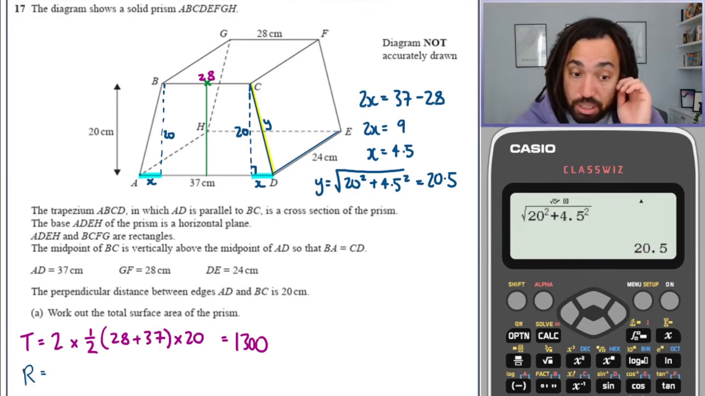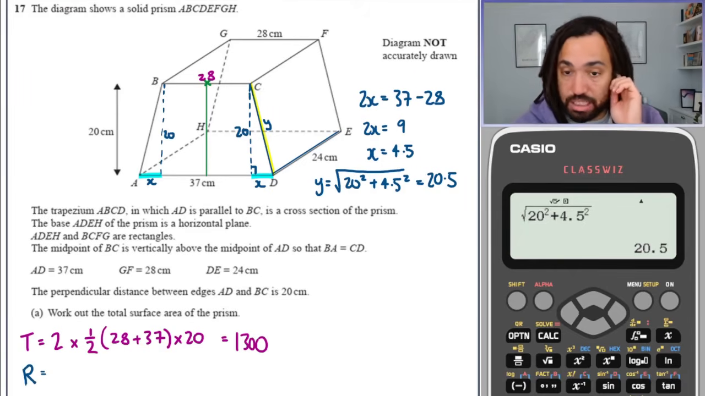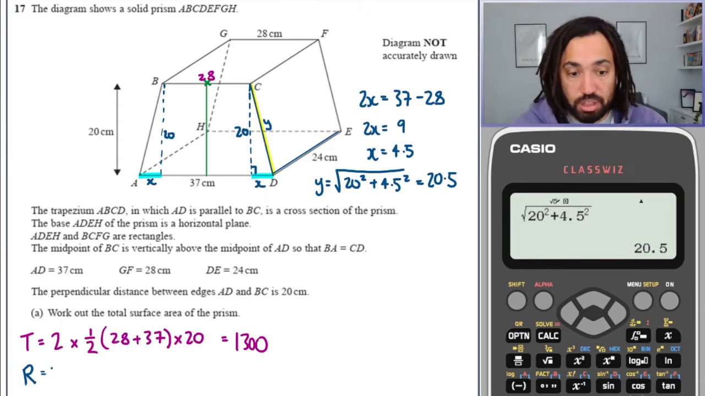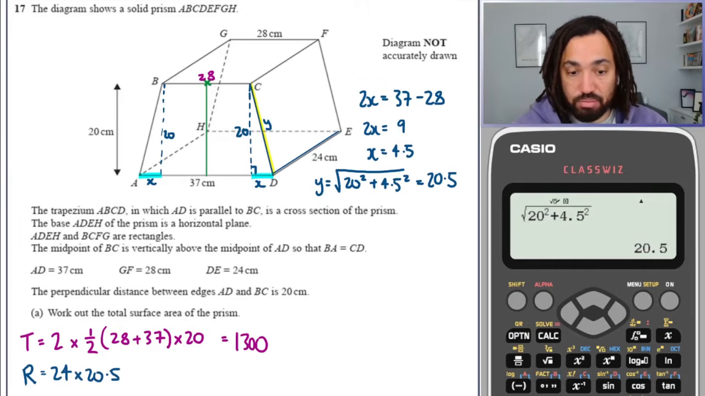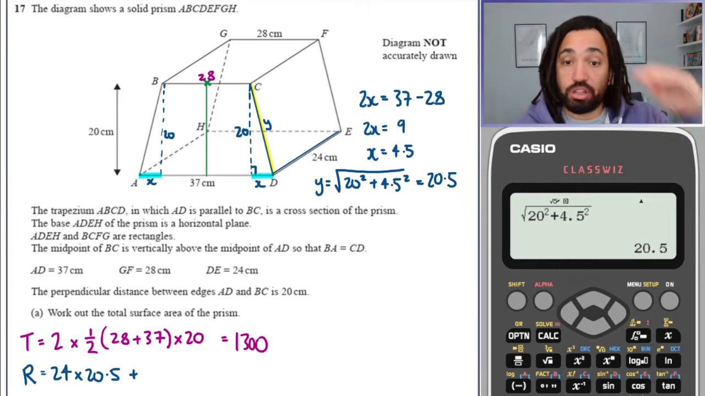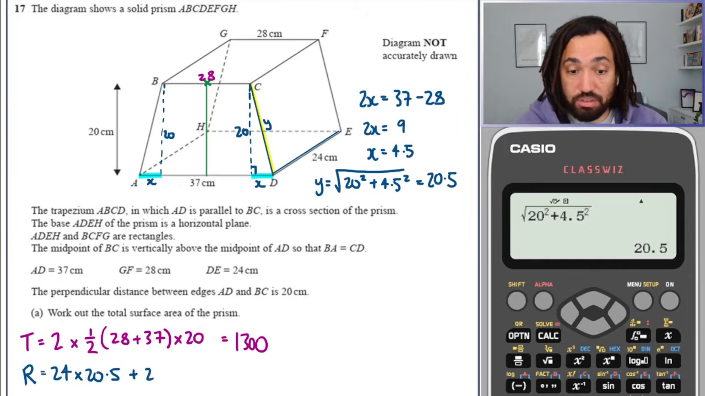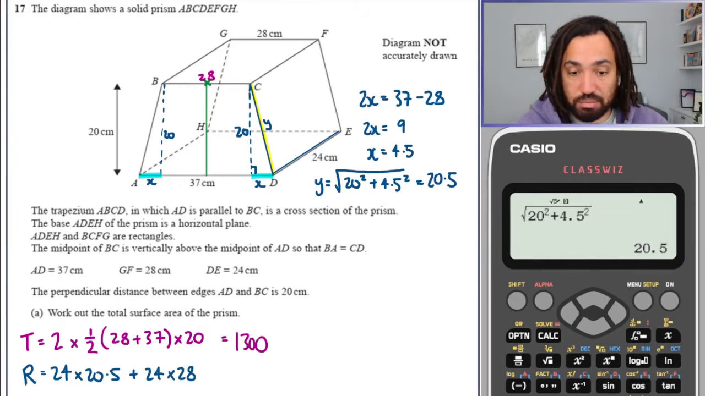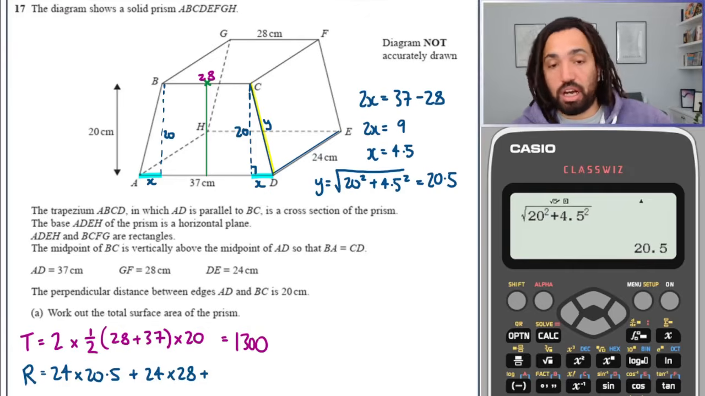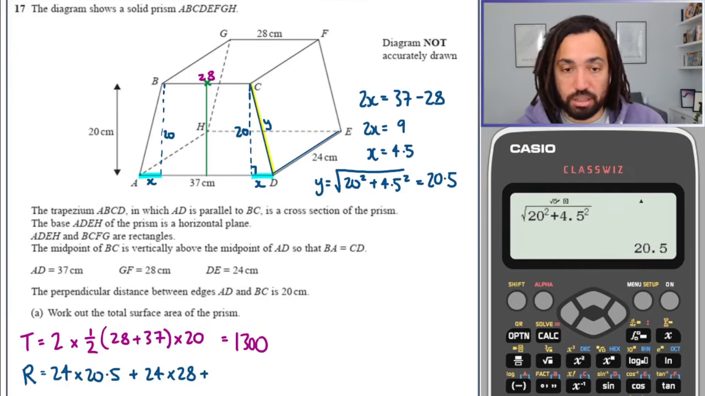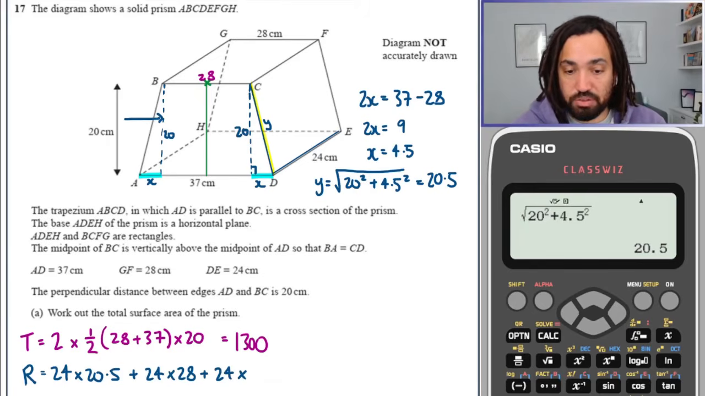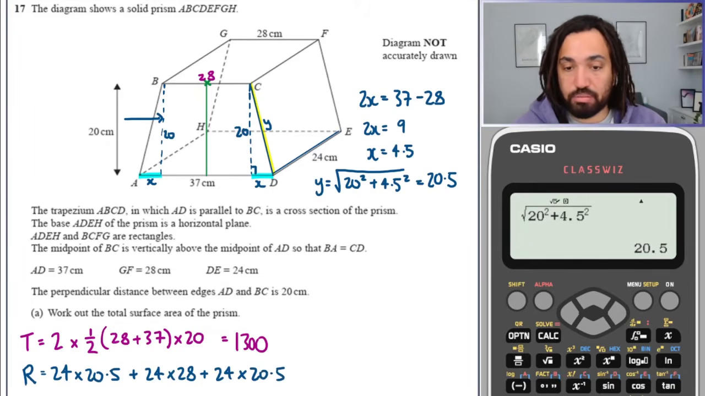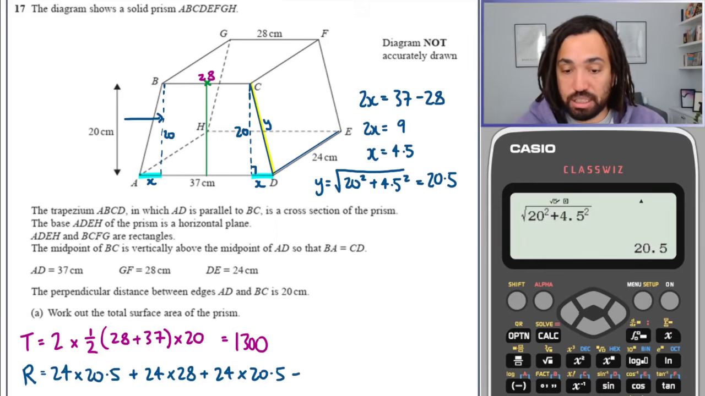Okay, so now we can start working out the areas of the rectangles. The first one will be 24 times 20.5. The one at the top will be 24 times 28. The other one on the side over here is the same as the first one we did, which is 24 times 20.5. And the base is going to be 37 times 24.